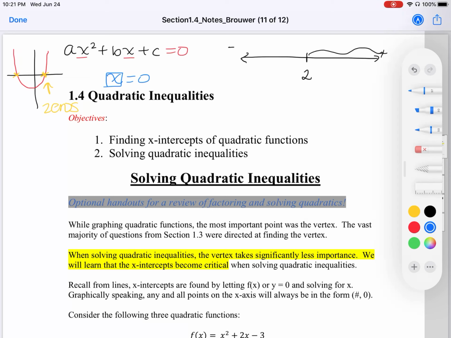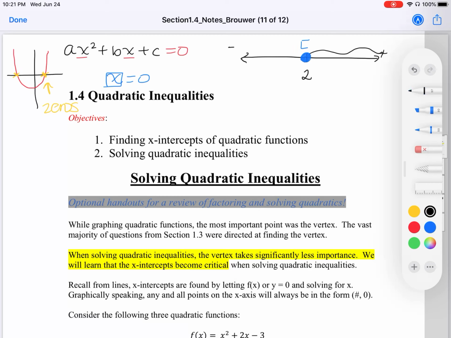Now 2 has two options. 2 can be included, meaning 2 and up. And we usually mark it in a number line with a closed dot. And closed dots, when we're trying to write a summary of things, are translated with a bracket.